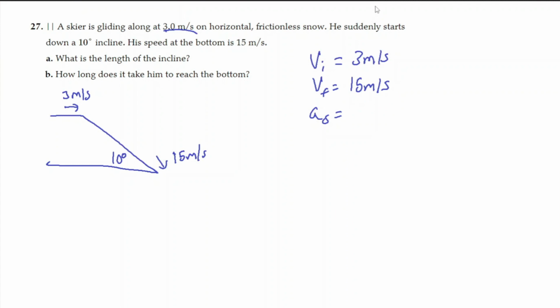Acceleration is going to be g sine theta again. So it's going to be sine 10, which is 0.17, times 9.8, which is going to give you the same acceleration, 1.7 meters per second squared. And this time it's going to be positive because we're starting at the top, this time the skier.